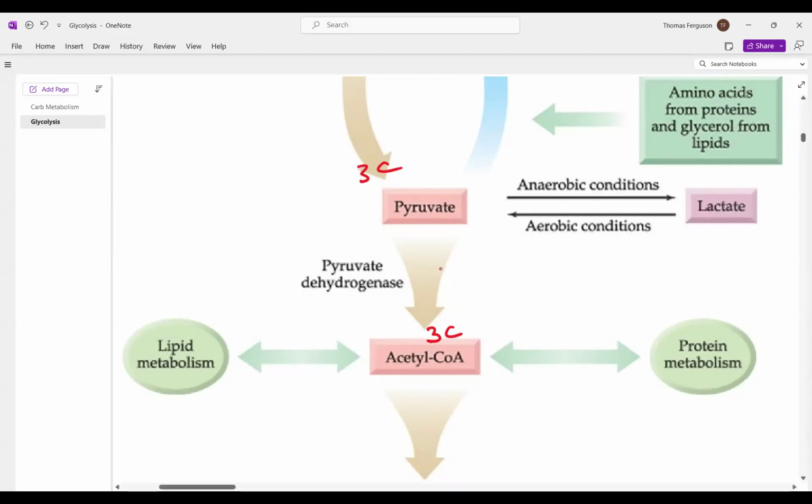Okay, so carbohydrate metabolism is in 3 parts. Down to acetyl-CoA is called glycolysis. That's what we're going to focus on today. Then the next step is the Krebs cycle. Then the next step after that is the electron transport cycle. There are 3 parts.